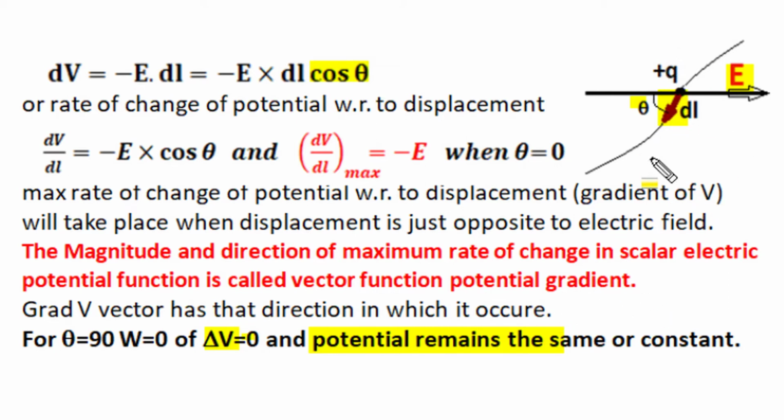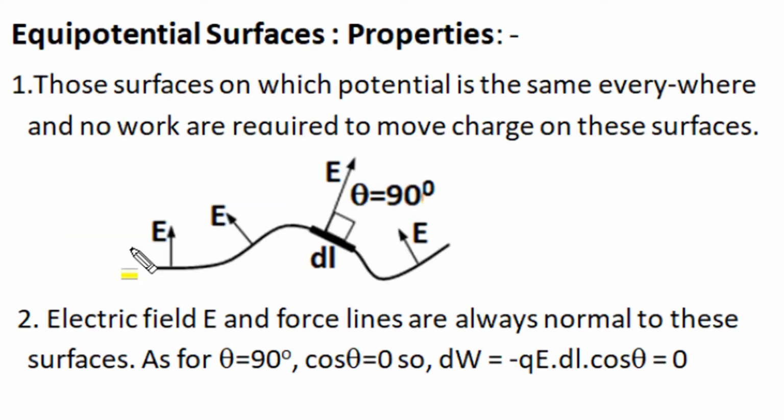Let's understand the properties of equipotential surfaces and equipotential surfaces for different charge configurations. If these are the directions of the electric field at different positions, and if a path is followed such that the elemental displacement on that path always makes an angle of 90 degrees with the electric field direction, then there won't be any work requirement in movement of charge along this surface, and such a surface having identical potential everywhere is called an equipotential surface.